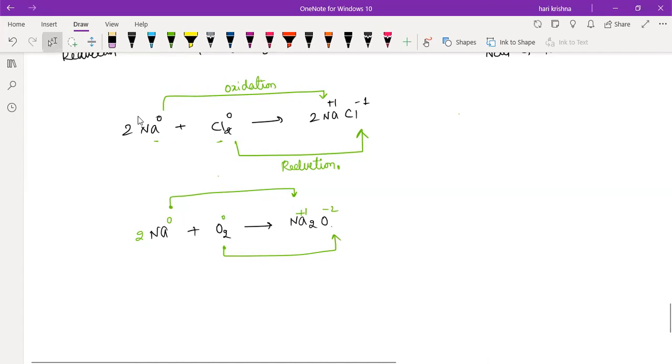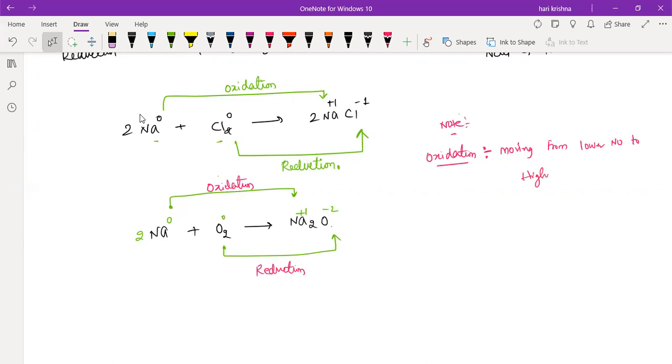Here sodium is moving from 0 to plus 1, right? That means losing of electron, that means oxidation. Here oxygen goes from 0 to minus 2, so it is a reduction. One more small trick is there. Oxidation, in terms of numbers, means moving from lower number to higher numbers. Reduction means moving from higher number to lower numbers.